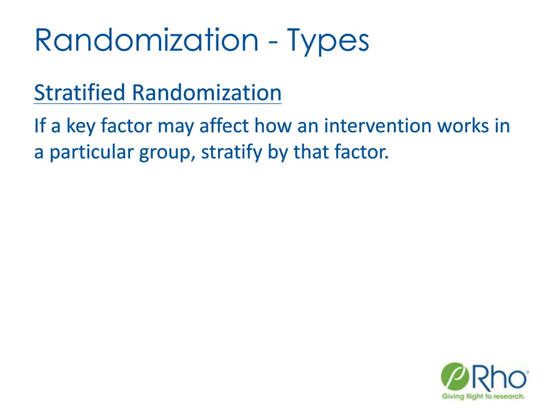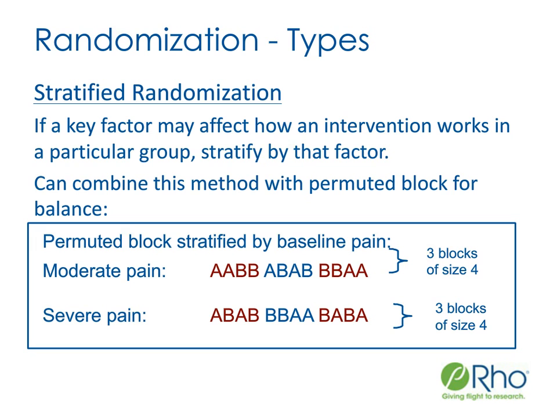You can also use stratification factors at randomization. This is useful if you want to make sure that you randomize enough subjects within a particular subgroup, such as disease severity. In this example, a stratified permutated block design is used to enroll subjects both with moderate pain and severe pain.